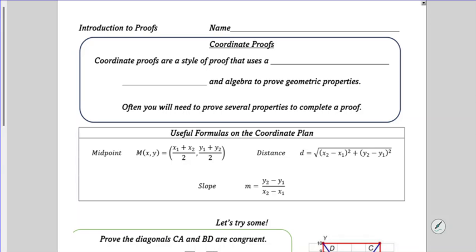So it's a solid proof that uses a coordinate plane and algebra to prove geometric properties. Often you're going to need to prove several properties at the same time to complete a proof. These are the three formulas that we're most going to be using: midpoint, slope, and distance.